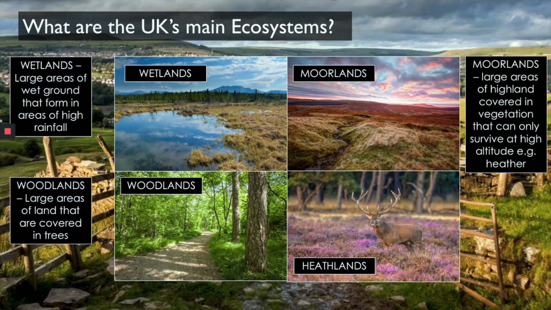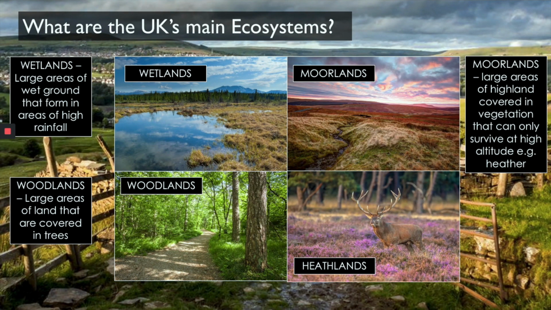Moorlands, these are large areas of highland covered in vegetation that can only survive at high altitude, e.g. heather. So relief impacts where moorlands can thrive in the UK. So moorlands could only survive at high altitudes, so high up in the hills.